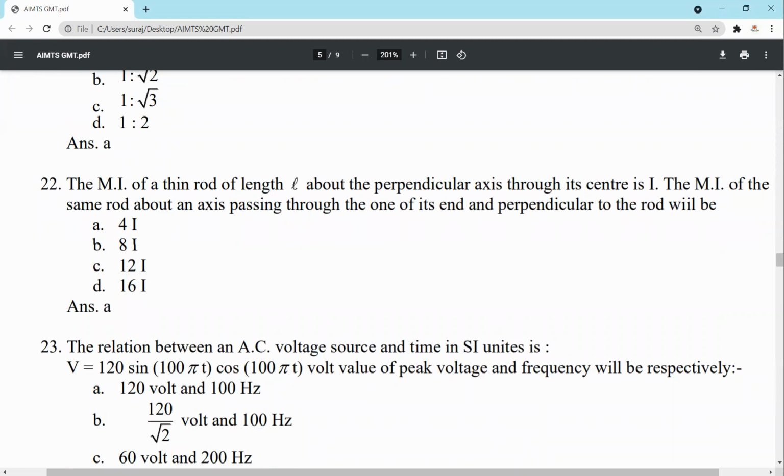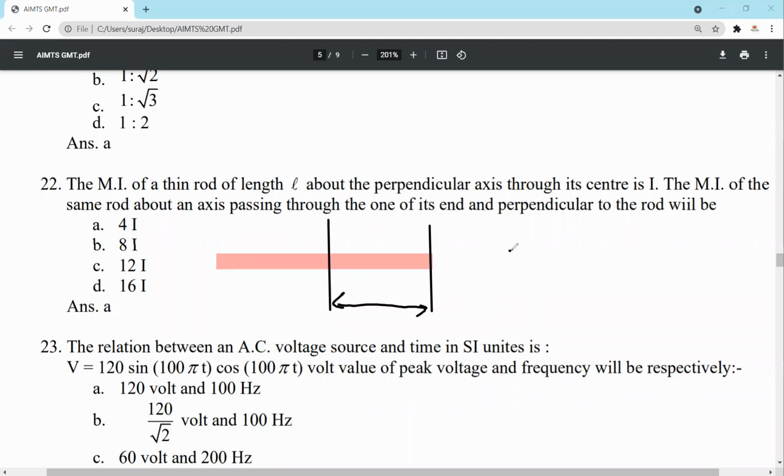The moment of inertia of a thin rod of length L about the perpendicular axis through its center is I. Moment of inertia of same rod about an axis passing through one of its ends and perpendicular to the rod will be. So let us say there is a rod. Now moment of inertia of a thin rod of length L about the perpendicular axis passing through the center is I. This is I. I want moment of inertia about this. So you should use what?